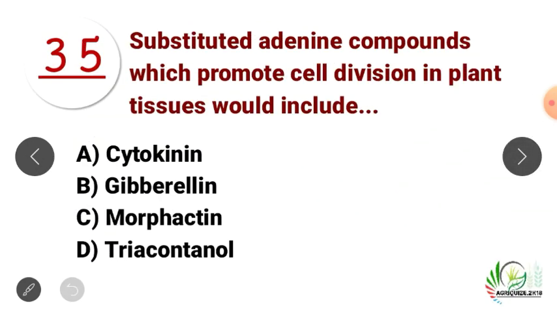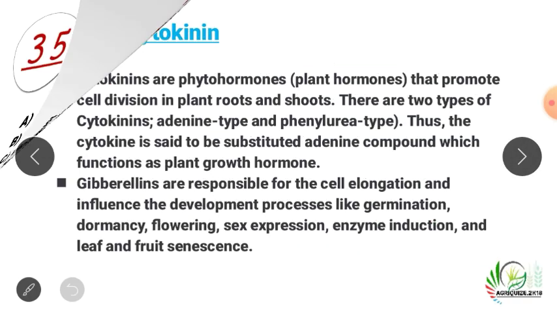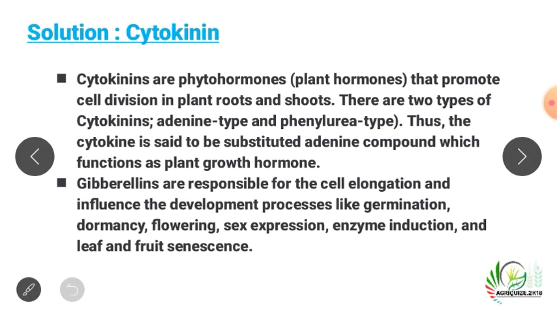Question number 35. Substituted adenine compounds which promote cell division in plant tissue would include. Your option is correct, cytokinin. Cytokinins are phytohormones that promote cell division in plant roots and shoots.